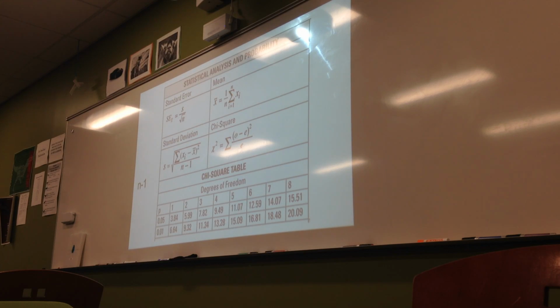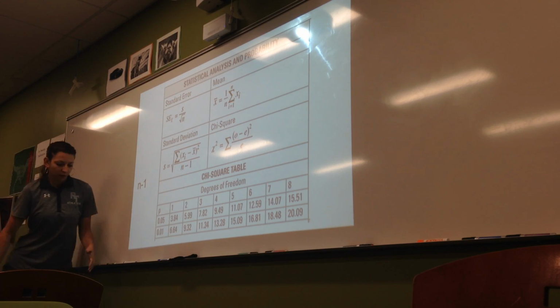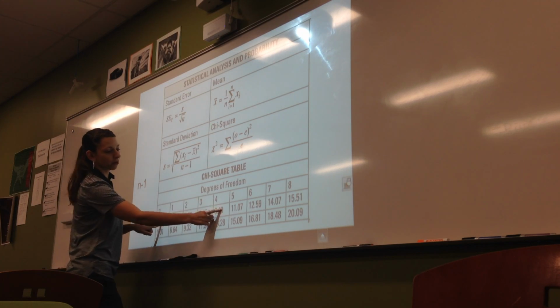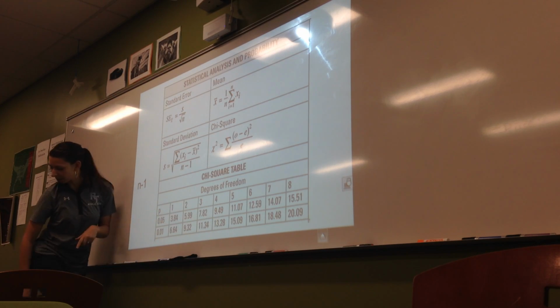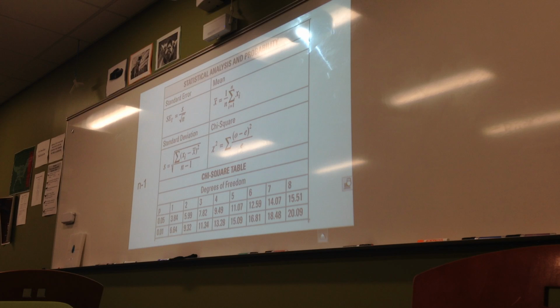Very good. So if we have 5 categories or 5 classes that we're looking at, we have what degrees of freedom? 4. When we get our critical value, what p-value do we want to look at to see if it's statistically significant? 0.05. So if we had 4 degrees of freedom, 0.05, we would look at that particular number on our table.